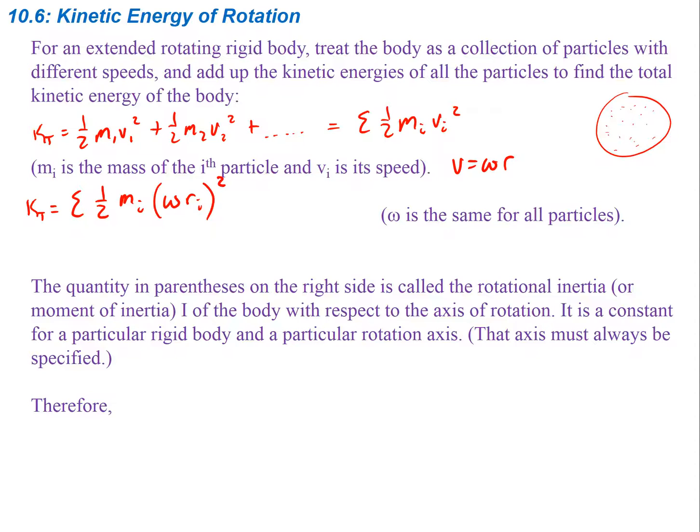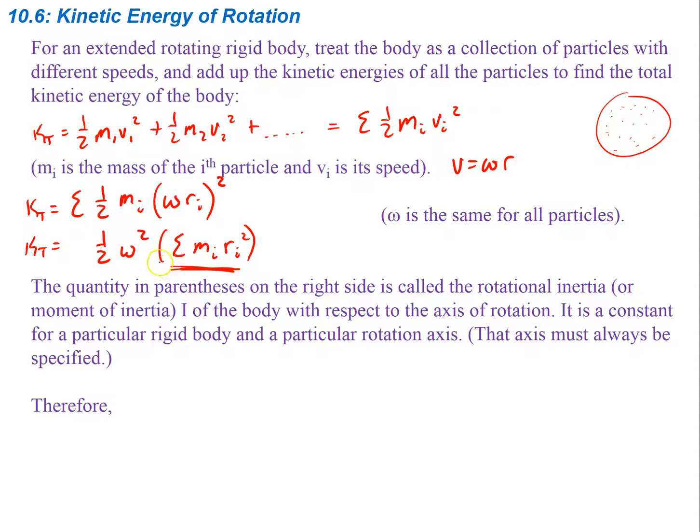All right. So essentially, this simplifies to 1/2 omega squared, and we'll put the summation later. So just 1/2 omega squared, and then the summation of m_i r_i squared. So the question is, what is this term right here, and how do we make that a little more manageable? It's kind of difficult to look at an object and look at all of its particles and figure out all the kinetic energies. There must be some easier way.